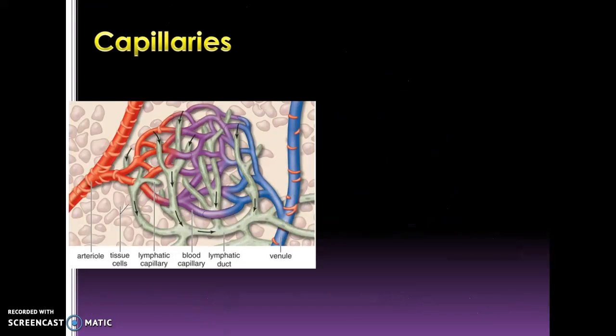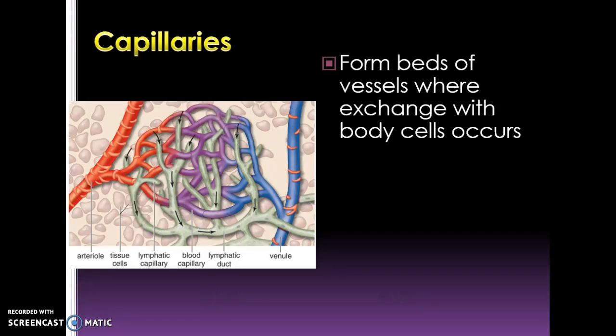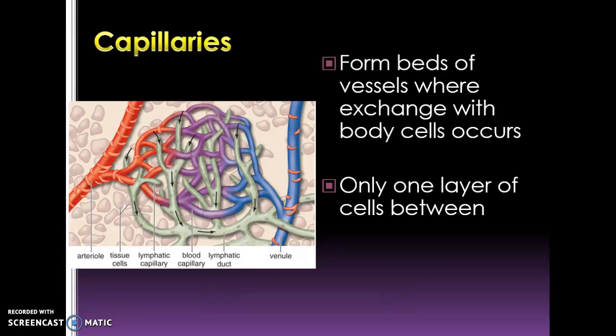I had a better picture of the capillaries here, a little more clear. Capillaries have a very different structure. They form the bed of vessels where the actual exchange of oxygen, nutrients, and wastes occurs with body cells. There's only one very thin layer of cells between the blood itself and the tissue. So it's a very efficient transfer. And what this means is there's a huge surface area.